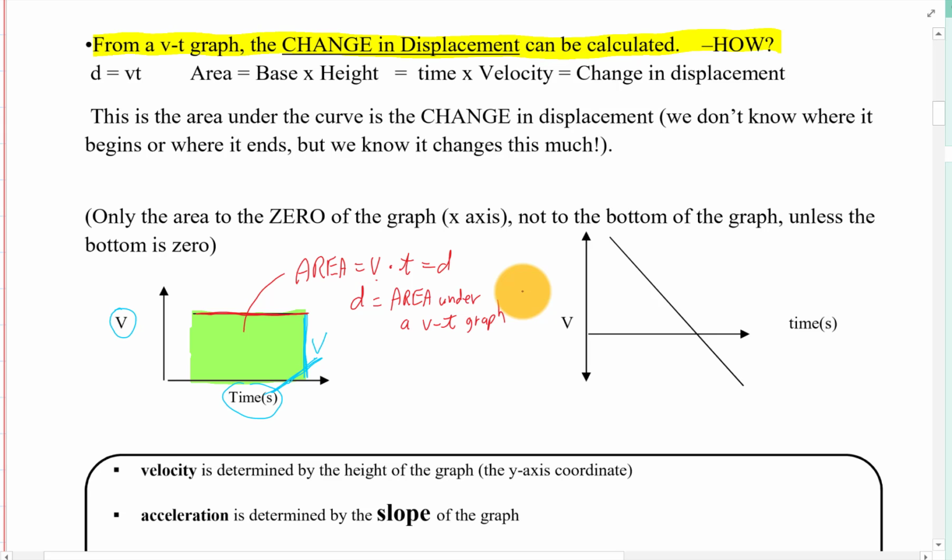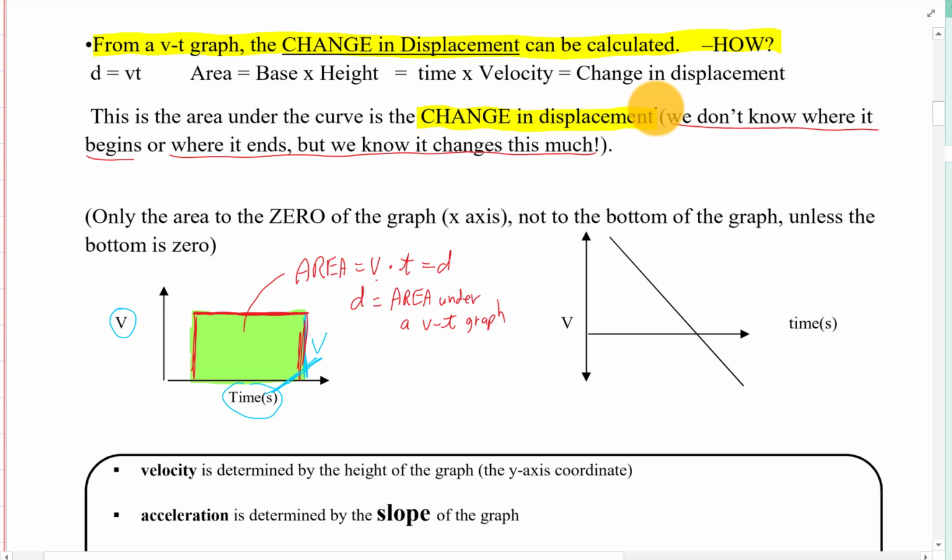Okay? But that displacement is not saying where we started. If we see this graph, we don't know where we started. All we're seeing is that there's a velocity and you're moving. You have no idea where you are or where you're ending up. But what you're getting is the change in displacement. We're getting to see how much it changes. We don't know where it begins. That's what I just said. We don't know where it begins or where it ends, but we know it changes that much.